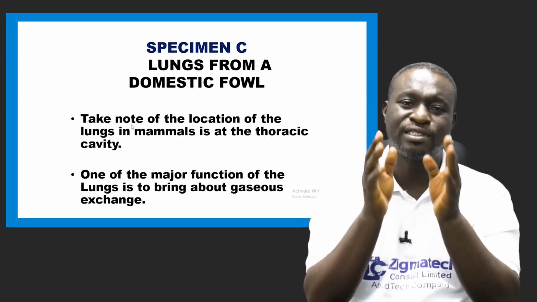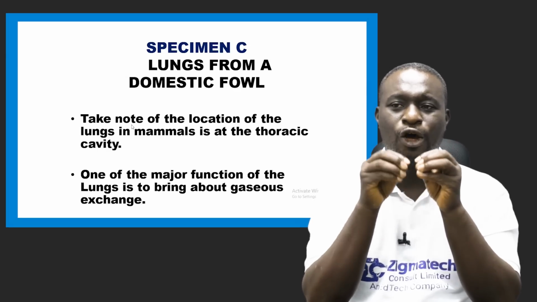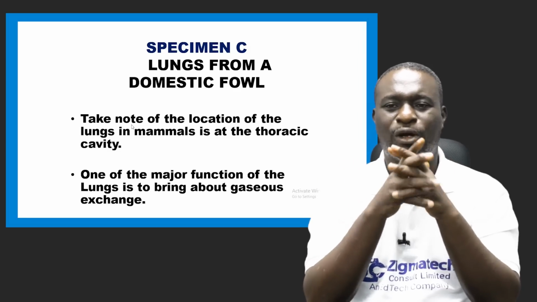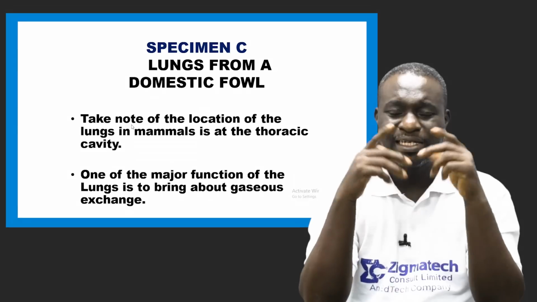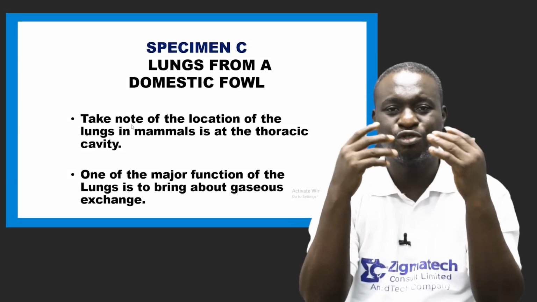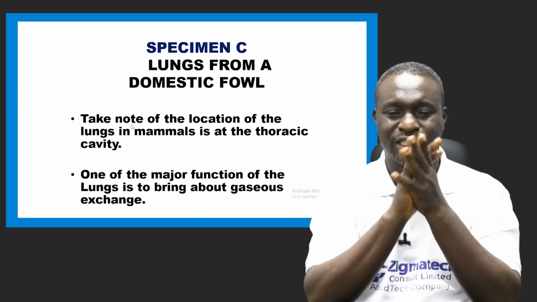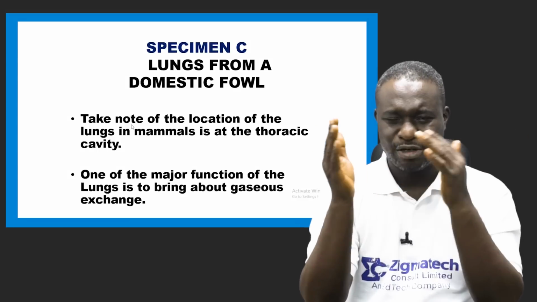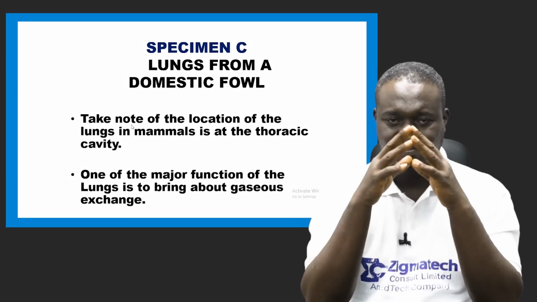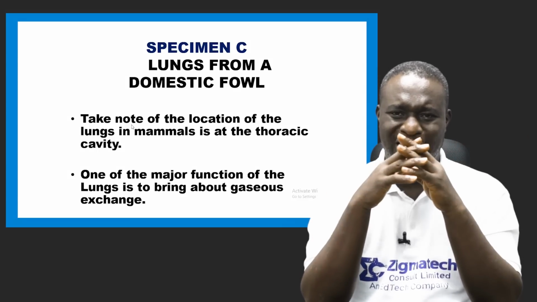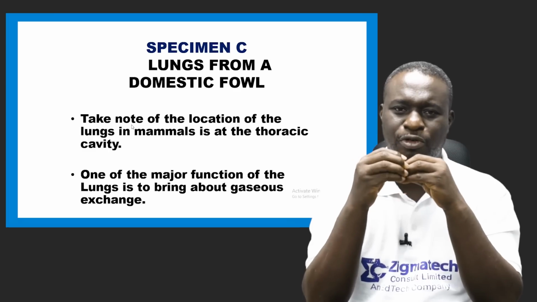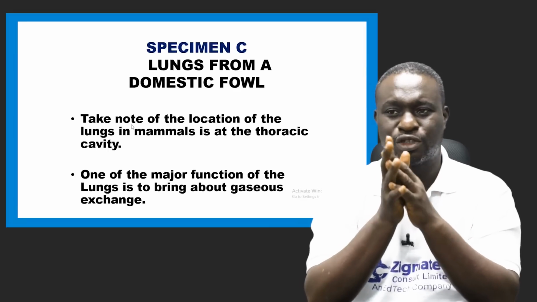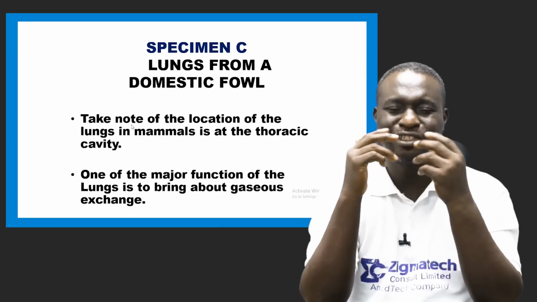Now, specimen C is actually lungs from a domestic fowl. Hearing the word lungs, I believe you should be able to understand that it has to do with respiration. Can you also take your mind back? What other specimen have we discussed that has to do with respiration? That is the gills. So the gills are associated with respiration. The lungs are also associated with respiration.